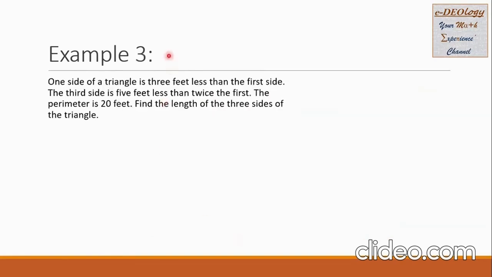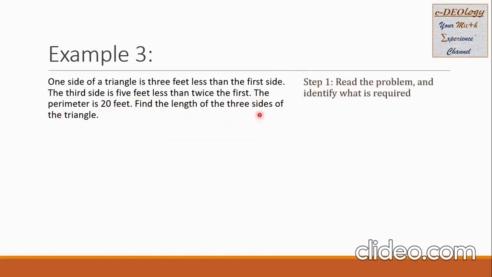Let's have example 3. One side of a triangle is 3 feet less than the first side. The third side is 5 feet less than twice the first. The perimeter is 20 feet. Find the length of the 3 sides of the triangle.